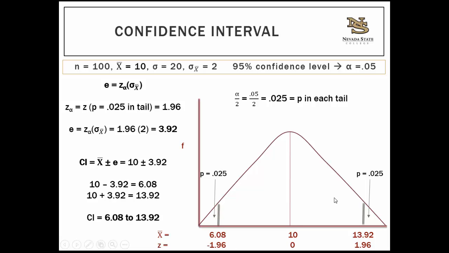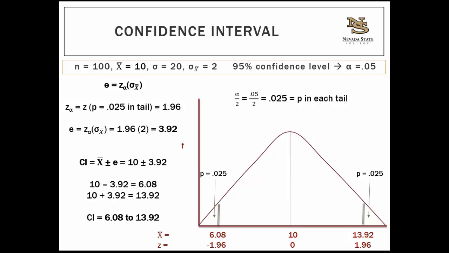Now let's look to see what happens when we have a 95% confidence level. So let's still assume that we have a sample size of 100 with a population standard deviation of 20, which results in a standard error of 2, and we're also looking at a sample mean of 10. If the confidence level is 95%, we're essentially looking for the middle 95% of all possible sample means, and we're 95% confident that the population mean will fall between these two sample means.